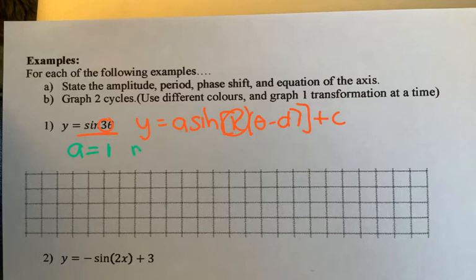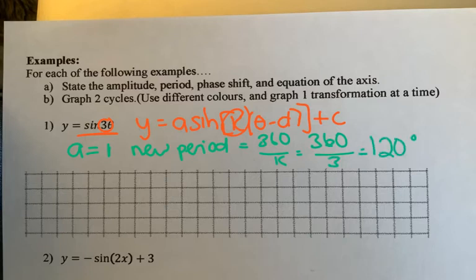So remember that we determine the new period by doing 360 divided by k. So that's 360 divided by 3 in this situation. 360 divided by 3 is 120 degrees is our new period.